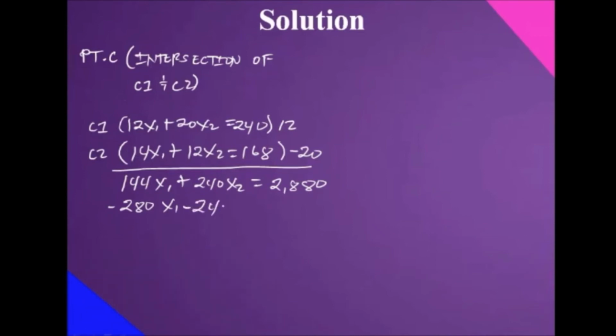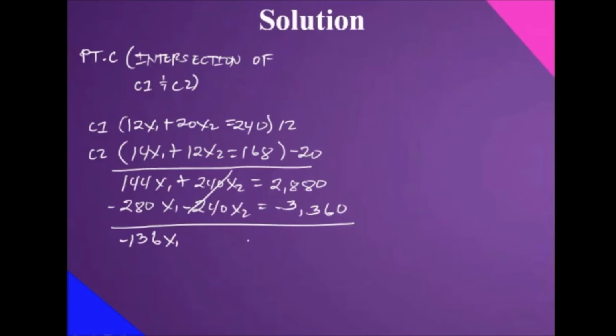Negative 240 x sub 2 equals negative 3,000 something. 168 times negative 20 is negative 3,000, negative tuloy. Negative 3,360. So, yan. Pwede na tayong mag-cancel, no? Ito, cancel na sila. Kasi negative and positive 240. Now, 144 plus negative 280, magiging negative 136 x sub 1 tayo.